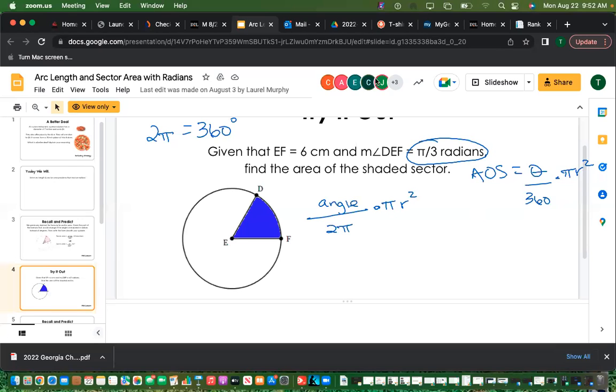And then we're going to plug in the information. They tell us that EF, which is the radius, is 6 centimeters. So we're going to plug that in for r. And then they tell us that the angle is pi over 3, and we're going to divide that by 2 pi. I'll let you take a second to finish writing that down.